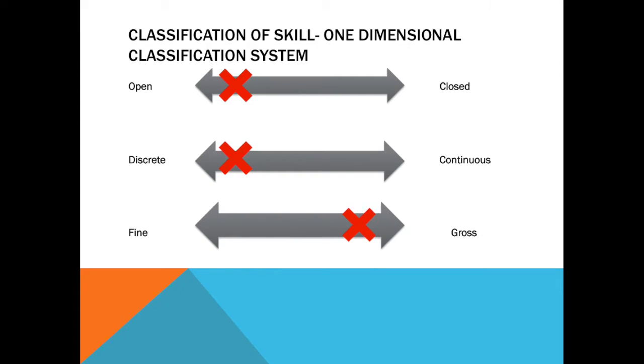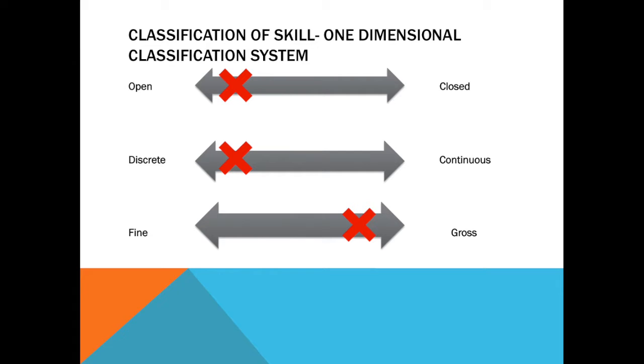In terms of skill classification within the one-dimensional skill classification, we believe it is an open skill due to the fact that during a game of football, the environmental conditions decide when the drop punt is performed. We believe it is a distinct skill as there is a definitive start and end to the kick, and it is a gross motor skill as it uses large primary musculature such as the quadriceps and hamstrings to generate power.